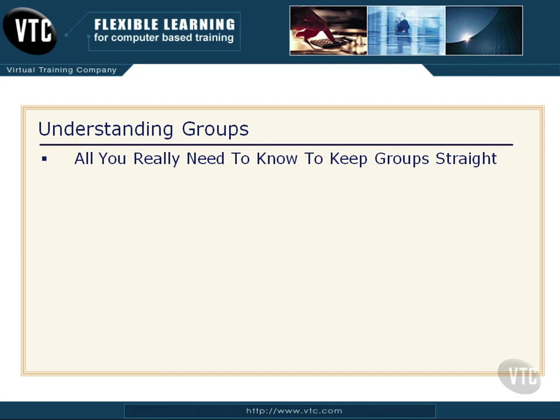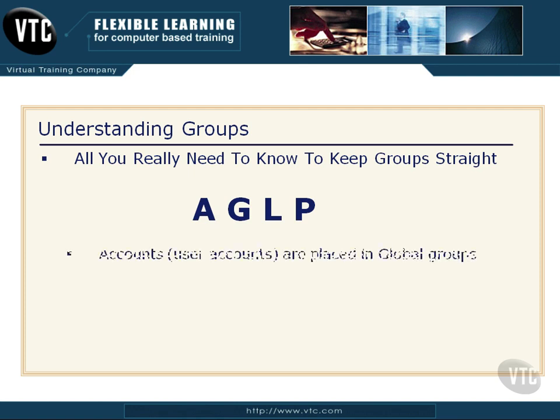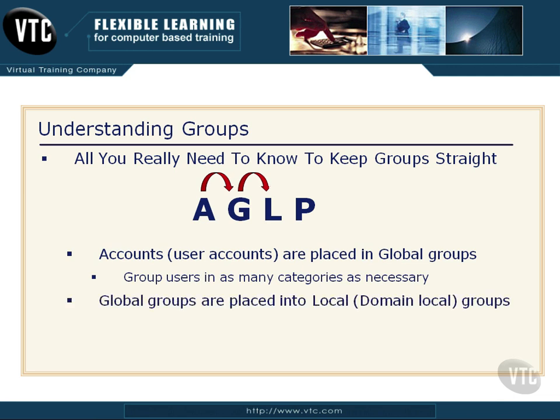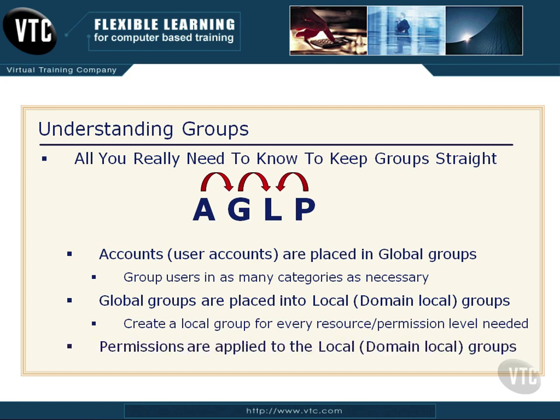So all you really need to know to keep groups straight can be boiled down to this simple trick, AGLP. Accounts, by that I mean user accounts, get placed into global groups. We're going to group the users into as many categories as we need. Then the global groups are placed into domain local groups, or L, local groups. And we're going to create a local group for every resource and permission level that we need. And then permissions get applied to that domain local group.